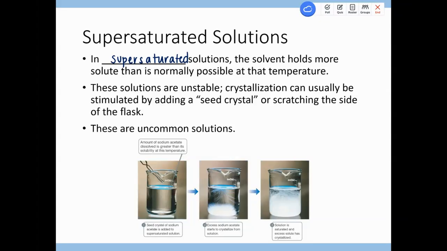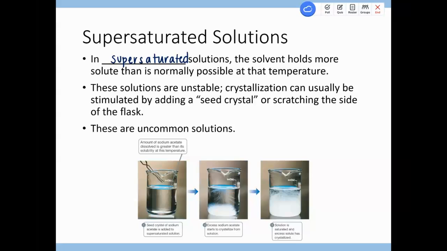These solutions are unstable, and it's really easy to, we say, crash out the solid or make the solid form. So you can do that by adding a seed crystal. So one extra solid crystal, add that to the solution, and that will cause all of the supersaturated solids, the extra solid that's dissolved, to crash out and then reform into a solid.